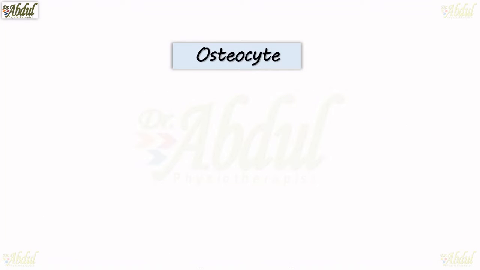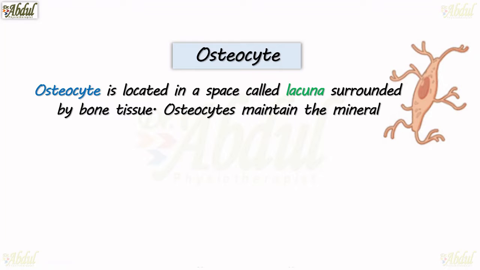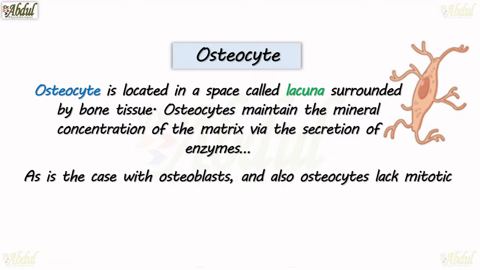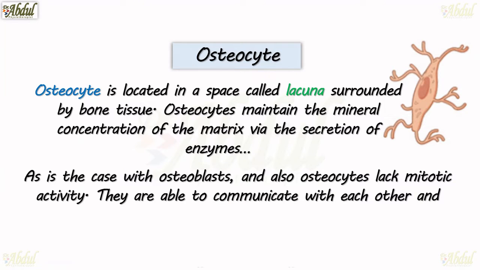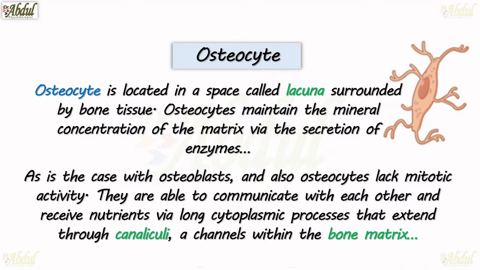Let's see what an osteocyte is. An osteocyte is located in a space called lacunae surrounded by bone tissue. Osteocytes maintain the mineral concentration of the matrix via secretion of enzymes. Both osteoblasts and osteocytes lack mitotic activity. They are able to communicate with each other and receive nutrients via long cytoplasmic processes that extend through canaliculi, a channel within the bone matrix.